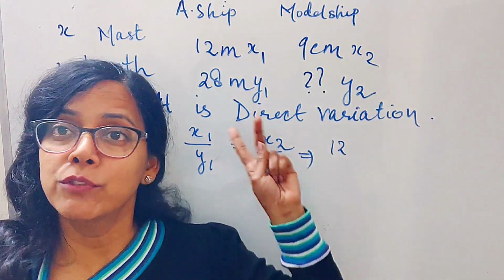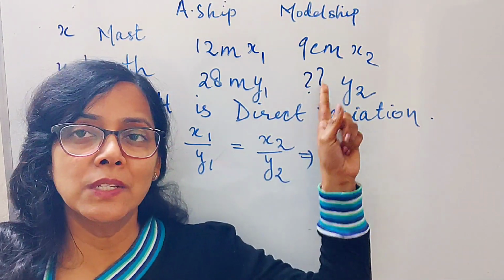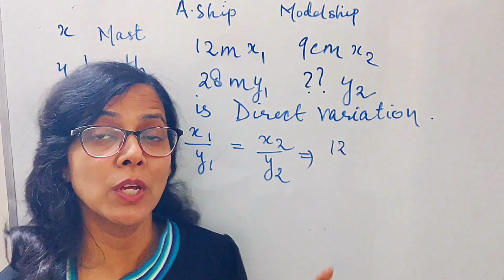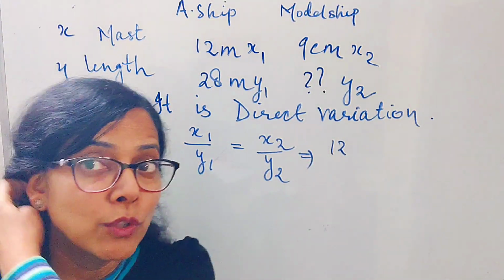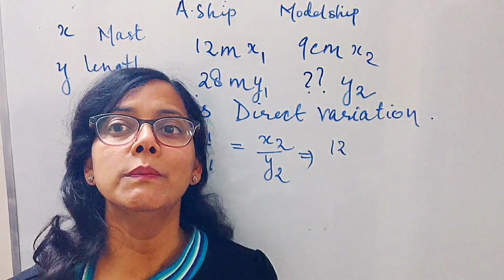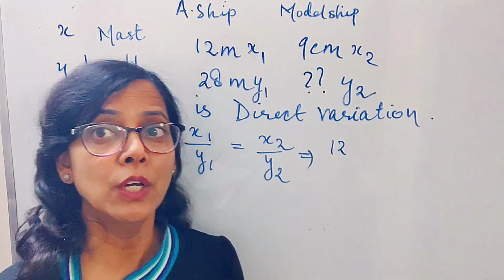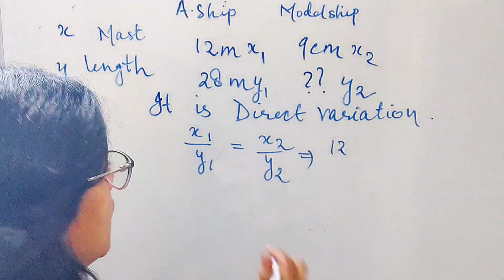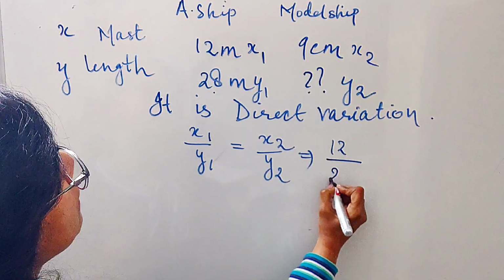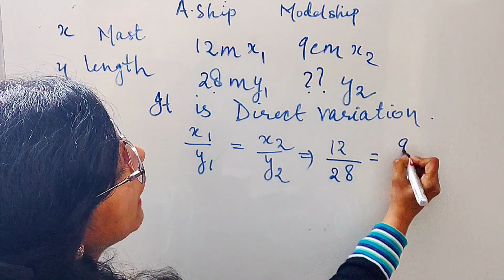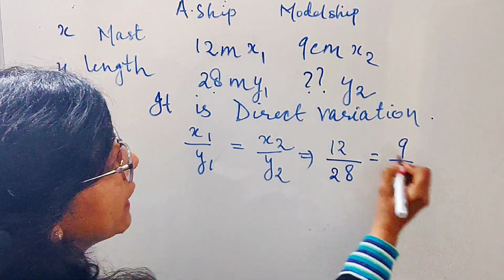proportions, ratios. So if two things are in meter and one is in centimeter, no need of any change. We will get the value of y2 in centimeter itself. So don't try to convert meter into centimeter here because these are in ratios. So what we will do is 12 upon 28 is equal to 9 upon y2. y2 is missing, write down y2.